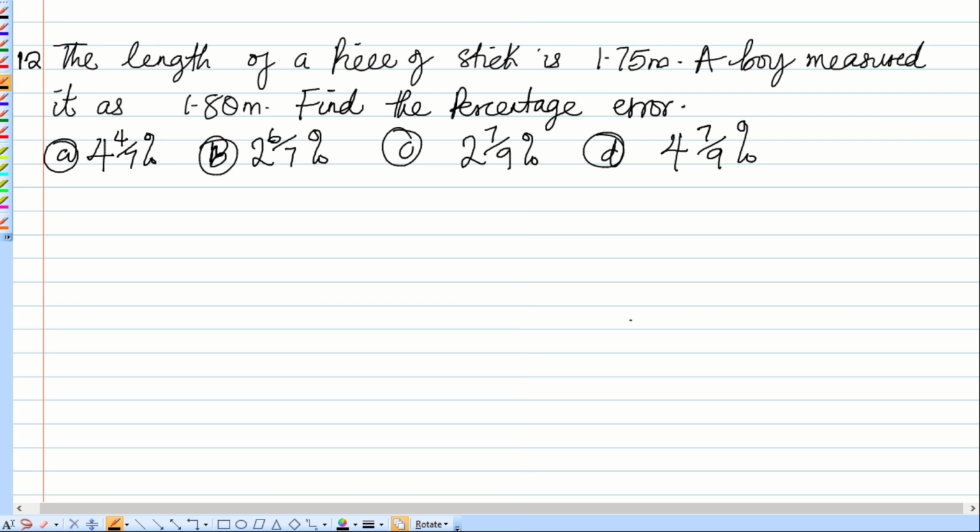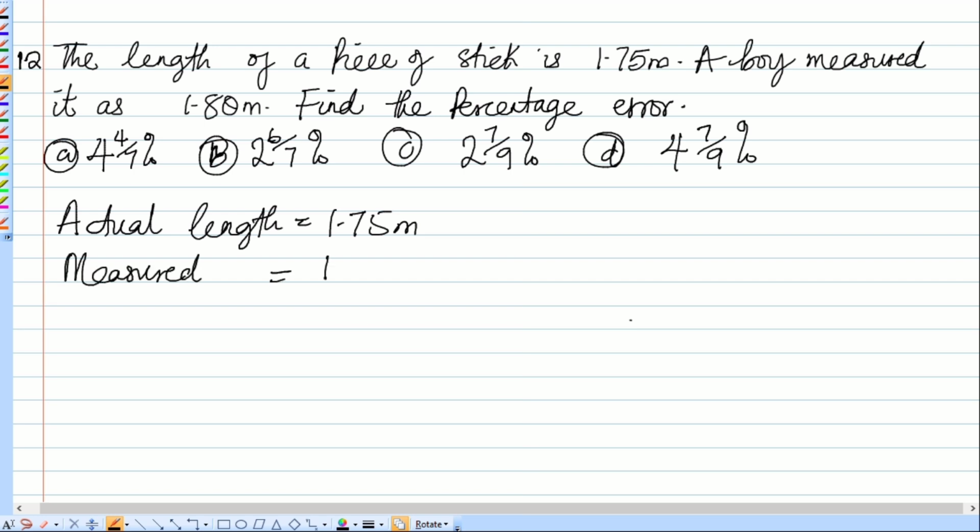It said the length of a piece of stick is 1.75 meters. So let's take down our data first. The actual length is 1.75 meters. So this is the actual length of the stick, but the boy measured it as 1.80 meters. So we have to find the percentage error.